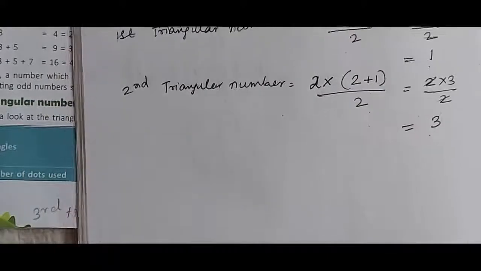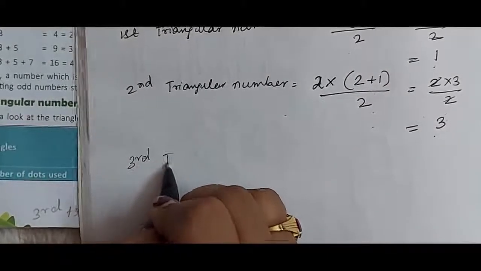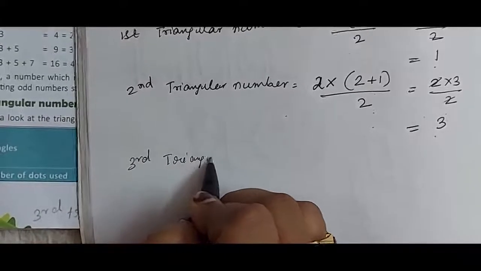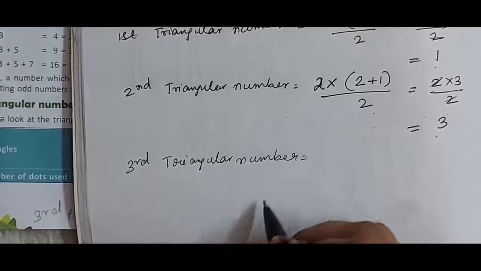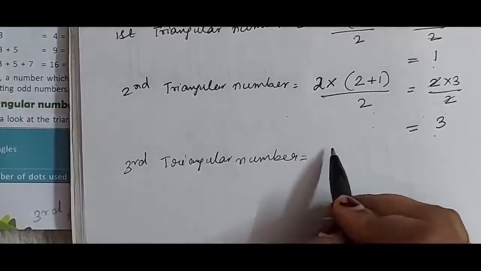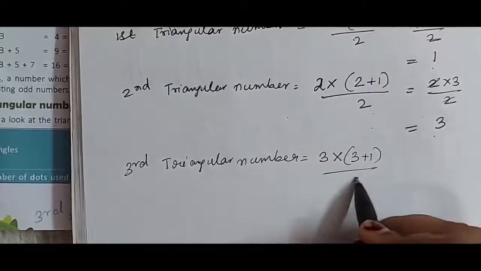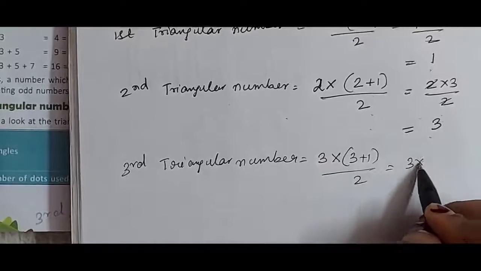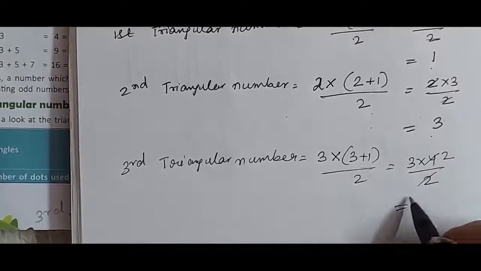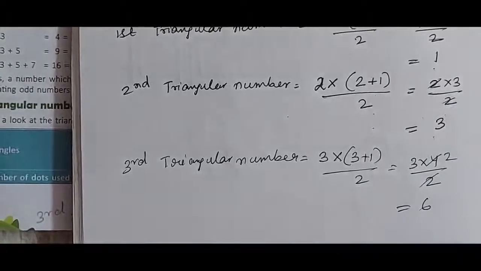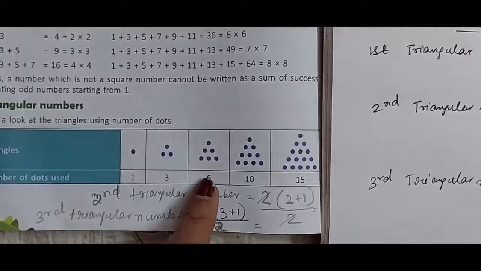Similarly, if you want to take out the third triangular number, how will we take it out? So the third triangular number is equal to, here n is equal to 3, right? So 3 into 3 plus 1 by 2. So that is equal to 3 into 4 by 2. 2 and 4 will get cut. What is remaining? 3 into 2, that is 6. Okay, so in this diagram you see the third triangular number is 6.